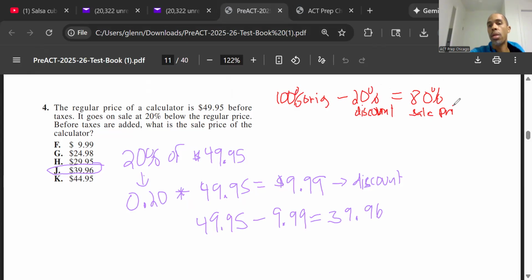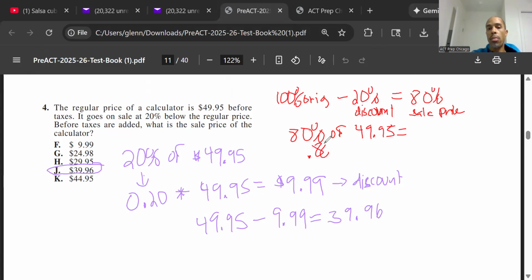So now we can set up a percent equation based on the sale price percent. So when we take 80%, which is our sale price percent, of the original value, which is $49.95, we should get our actual sale price. You guys get that? Here again, we have sale price percent and actual sale price. So they have to match in your percent equation, just like here we had discount percent and actual discount.